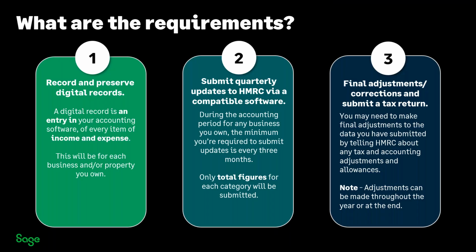Secondly is the quarterly updates. These quarterly updates are just going to be totals for each category, which, if you have entered into the software already, then they will be calculated and added together for you. You are not sending HMRC transactional data.